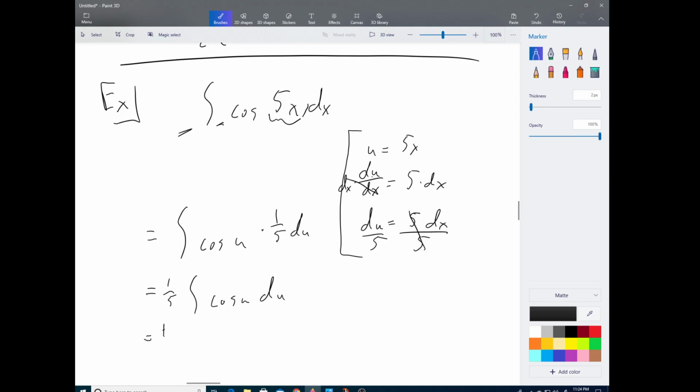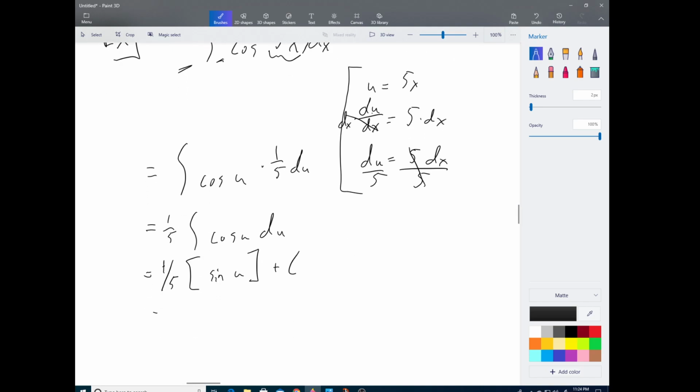And the integral of a cosine, you have to think about what function, when you take its derivative, gives you cosine. And if you take the derivative of a sine, it gives you a cosine. And then last but not least, we plug in what u equals.